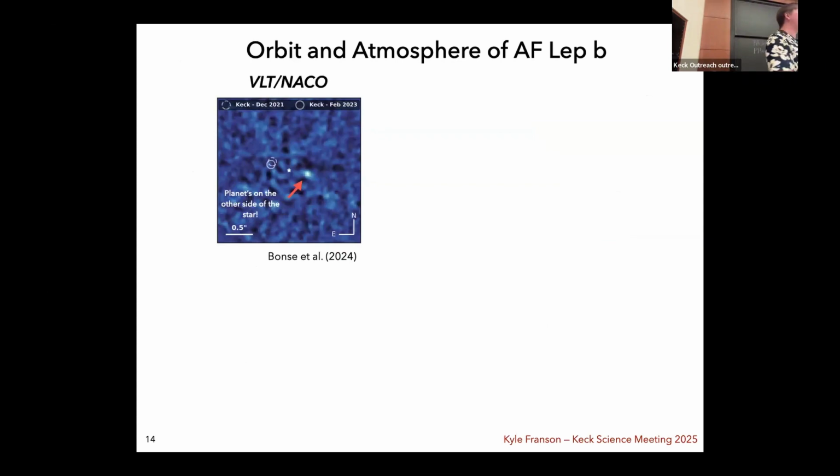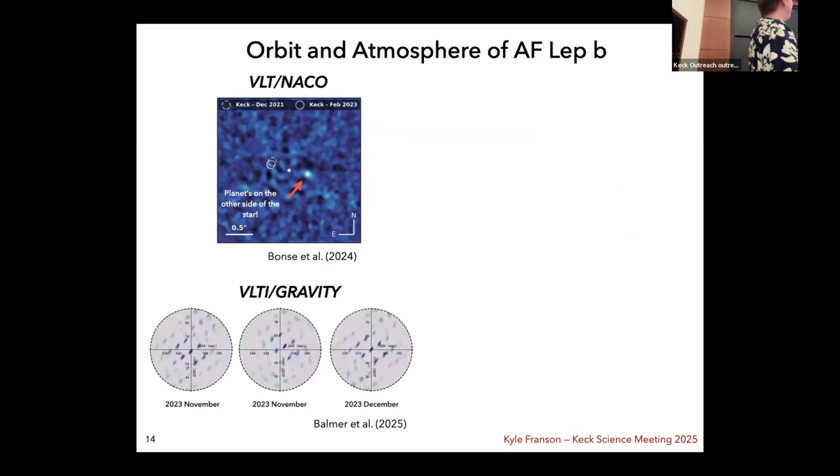So as I mentioned, this planet has been robustly and well characterized with a bunch of different instruments, actually both before and after its discovery, with this archival recovery of the planet from 2011 NACO data, with the planet on the other side of its star. It took 10 years to orbit to where it was in December of 2021. There have also been GRAVITY observations and spectroscopy of the planet. And so a comprehensive picture of this planet's properties has emerged.